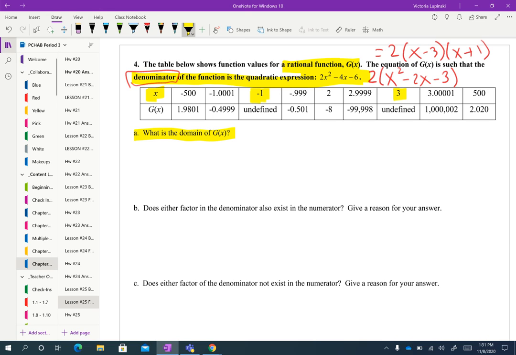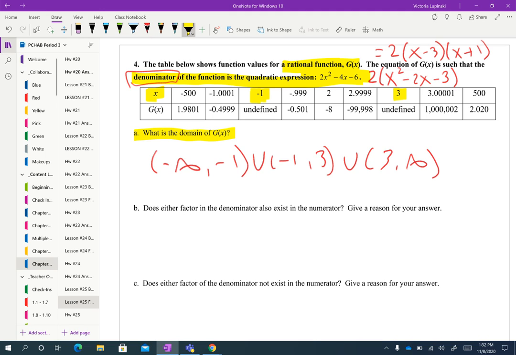You obviously can't speak about every single number. You can only use what's in this table here as a reference point. But as far as we're concerned, we're going to assume that the only restricted values are the ones that are shown, which means that the domain would be -infinity to -1, -1 to 3, and then 3 to infinity.